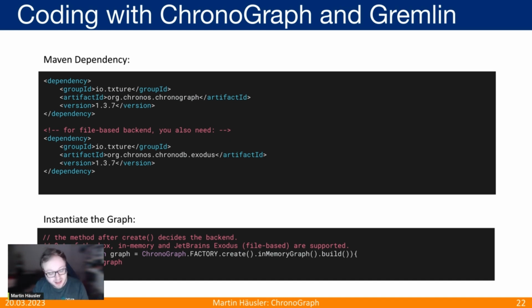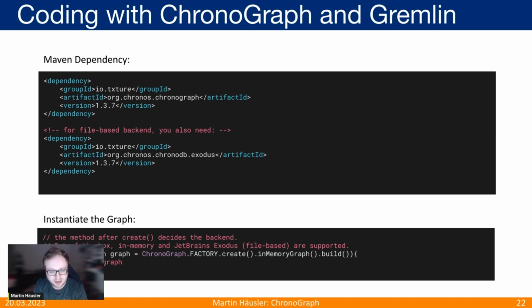How do we code with all of that? Well, just yesterday, actually, I published the newest version of ChronoGraph and the entire Chronos family, version 1.3.7. And you can just grab it from Maven Central. Basically, what you get with the ChronoGraph alone is the graph layer and an in-memory backend. If you also want the file-based backend, you need to include the Exodus backend as well. Exodus is a neat library provided by our friends at JetBrains, which provides a key value store essentially, and we're building on top of that to provide file-based storage.